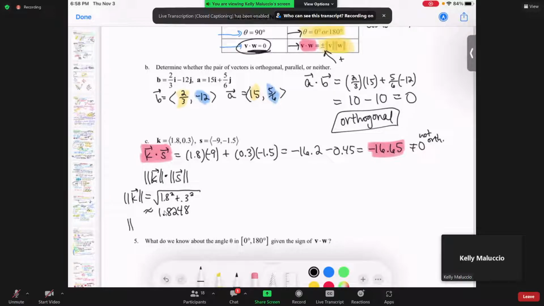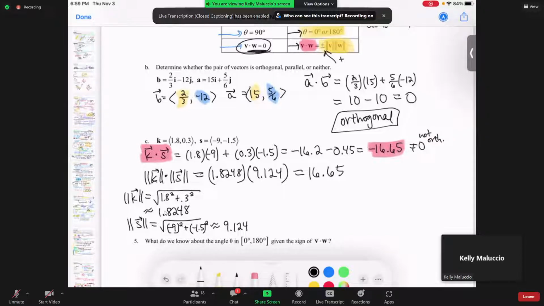Then I have S, which is the square root of -9 squared plus -1.5 squared, which really is just 9 squared and 1.5 squared. This should be about 9.124, and there's more decimal, but that's fine. Then when I compute this, 1.8248 times 9.124, it's about 16.65.